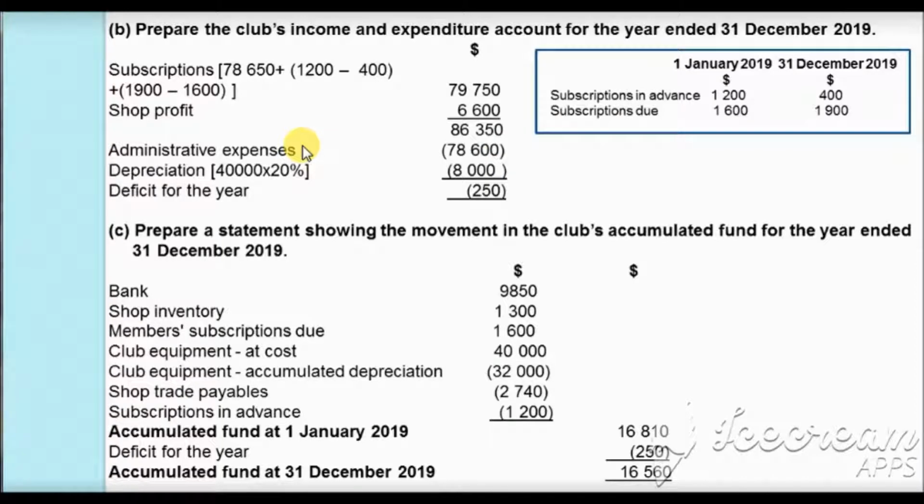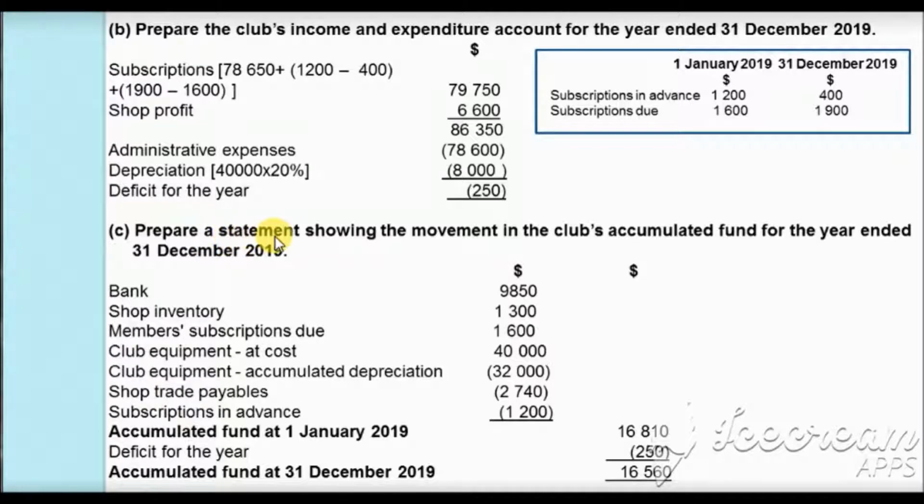The administrative expenses given were $78,600, and for the depreciation, it was mentioned that the cost of the equipment was $40,000 and the rate of depreciation was 20% on the straight line method. So based on the straight line method we will calculate this depreciation on the cost. If you calculate 20% of 40,000, it will be $8,000. So when we take $86,350, and from there subtract $78,600 and $8,000, we will get the deficit for the year, which is $250.